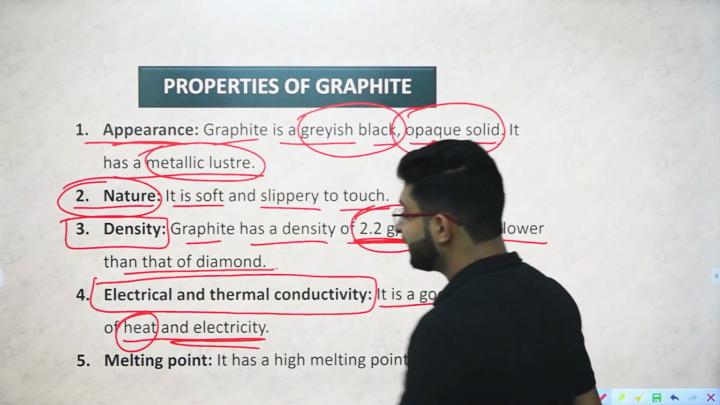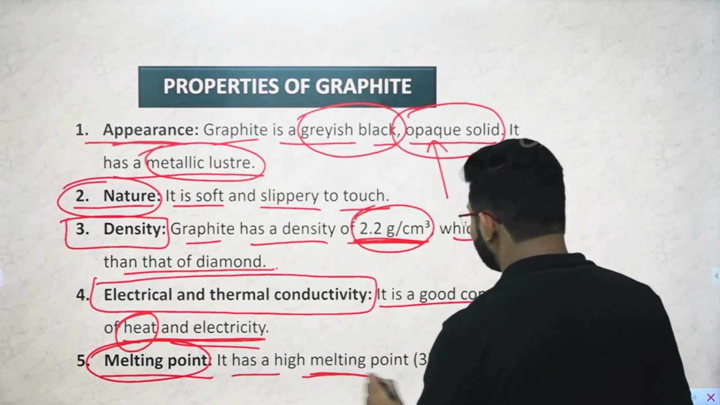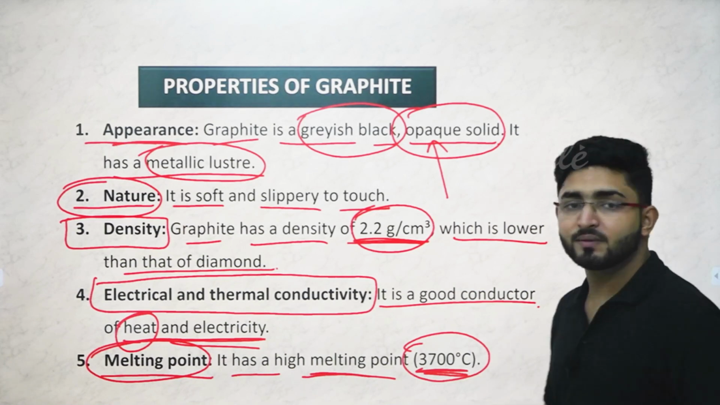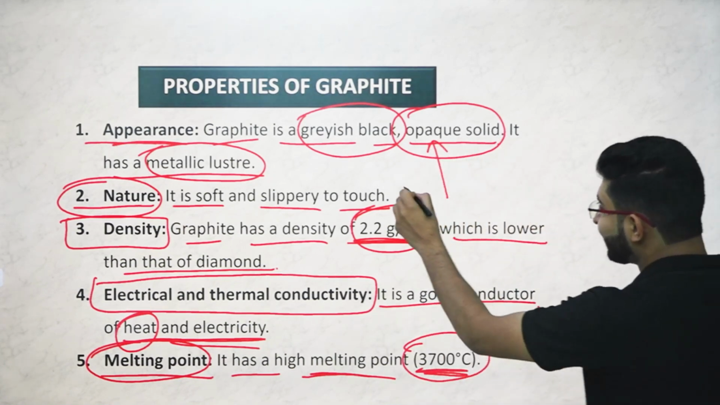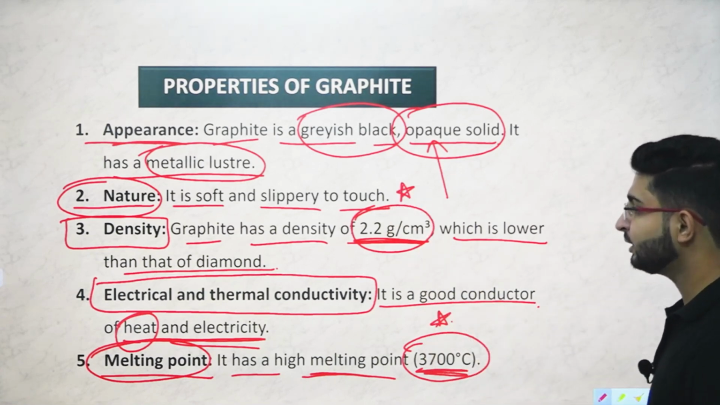Okay, next, the melting point of graphite. What is the melting point? It has a high melting point of 3700 degrees Celsius. Okay, this is the melting point. You have to remember the density and the melting point of graphite. Take the screenshot.